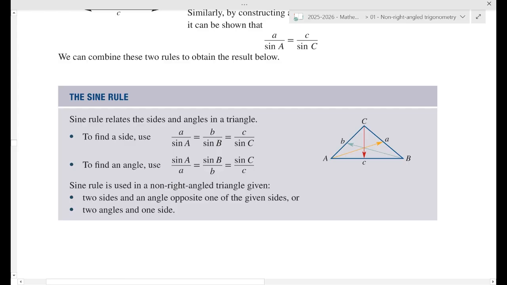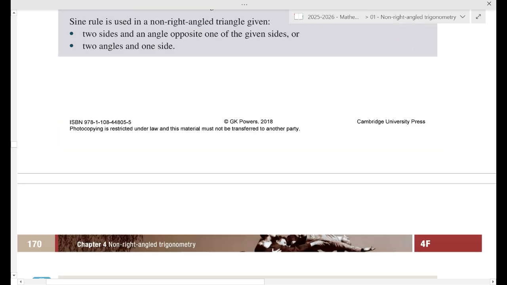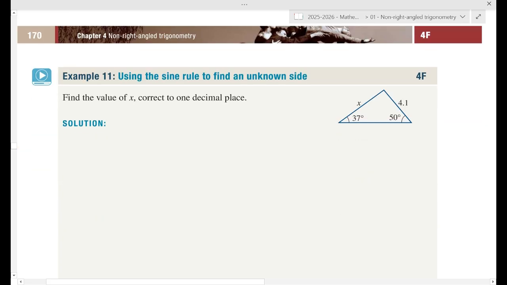All right. So we've got two versions of it. On your formula sheet, you will only be given that one. That is to find a side. To find an angle, all we do is just flip it. So we get sine A over A instead of A over sine A. At the moment, we are going to do example 11, where we're trying to find a side.